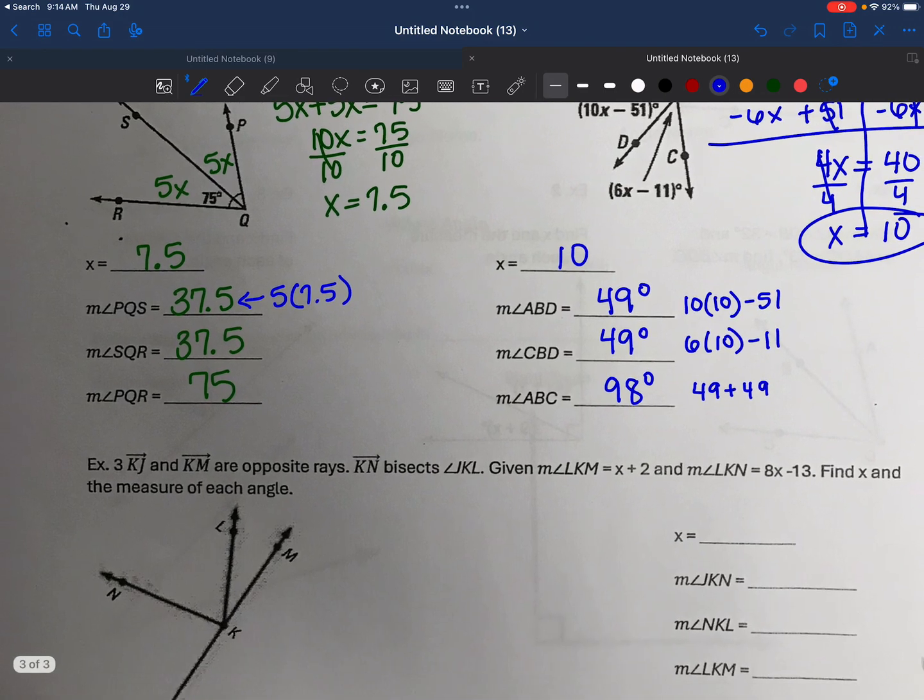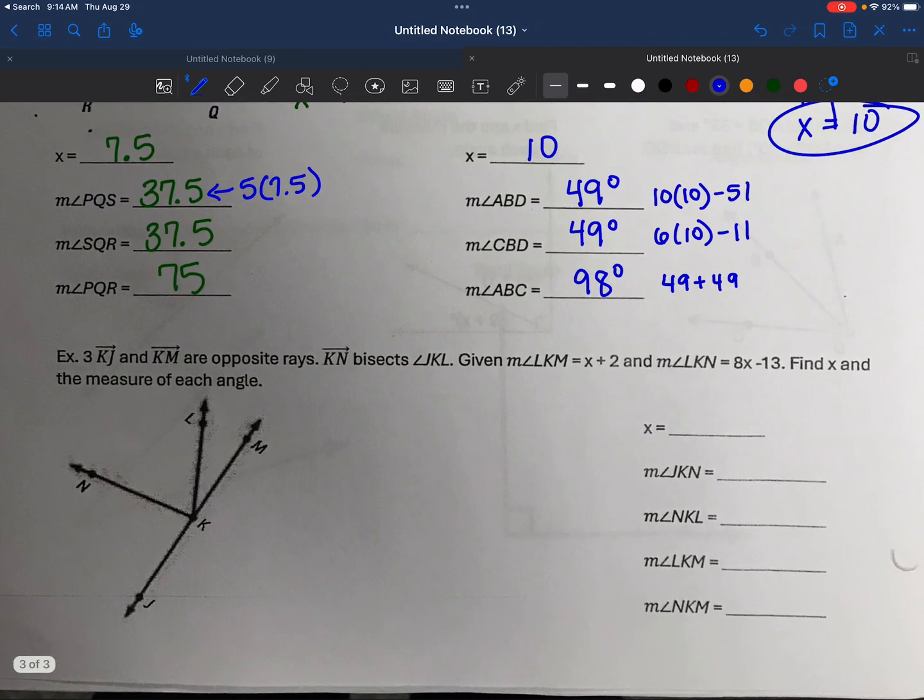All right. We feel like those two are doable. Yeah. Pretty easy. Okay, we ready for the last one? All right. In example 3, KJ, which is this ray here, and KM are opposite rays. They form what type of line? Straight line, which is how many degrees? 180. Okay.